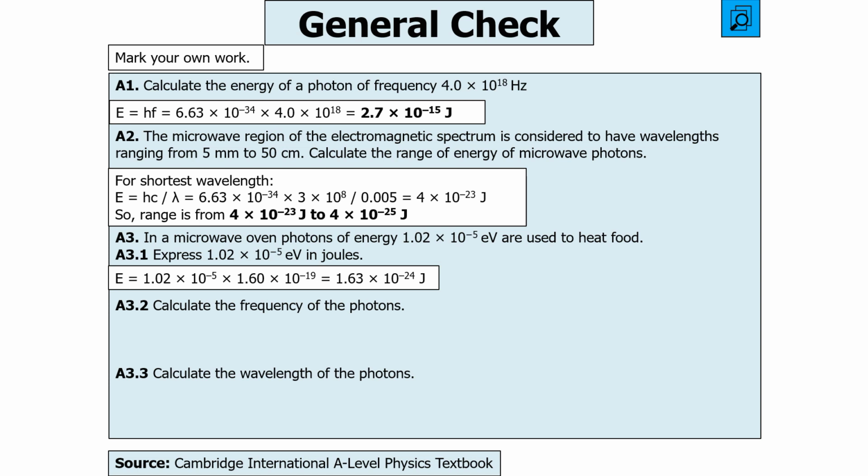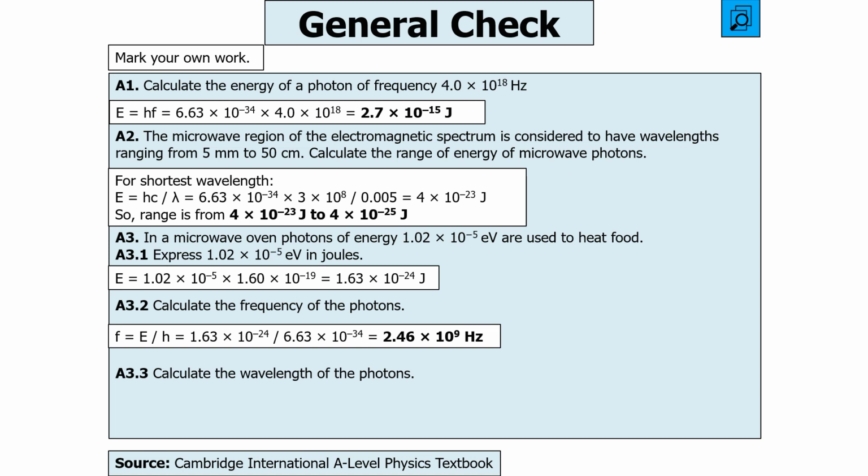Now the conversion factor from eV into joules is multiplying by 1.60 times 10 to the minus 19. Again, you are given that conversion value on your examination sheet. So the value will be 1.63 times 10 to the minus 24 joules. We can rearrange our previous equation, say f equals E over h, pop in all the values and we get 2.46 times 10 to the 9 Hz. Then to calculate the wavelength of the photons, again we can use the equation c equals f lambda.